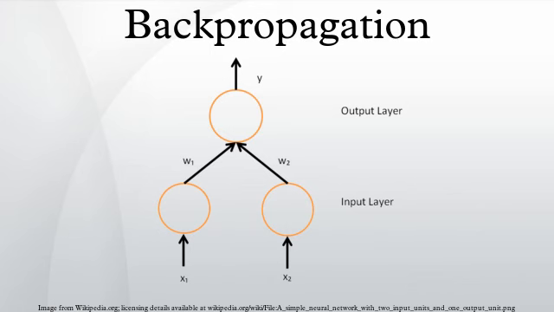Phase 2, weight update. For each weight synapse follow the following steps: multiply its output delta and input activation to get the gradient of the weight. Subtract a ratio of the gradient from the weight. This ratio influences the speed and quality of learning. It is called the learning rate. The greater the ratio, the faster the neuron trains. The lower the ratio, the more accurate the training is.